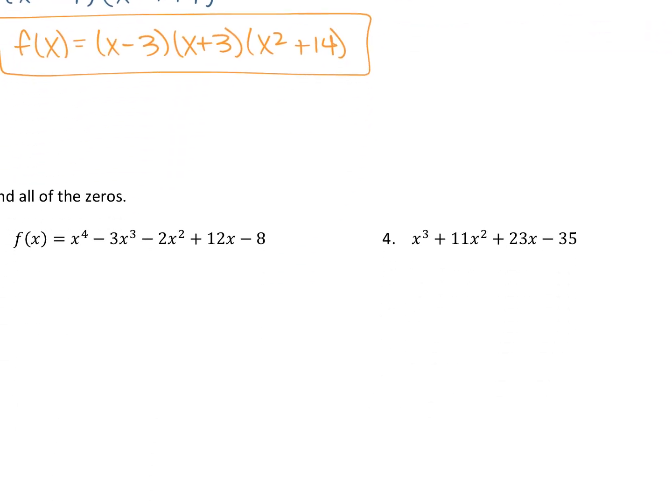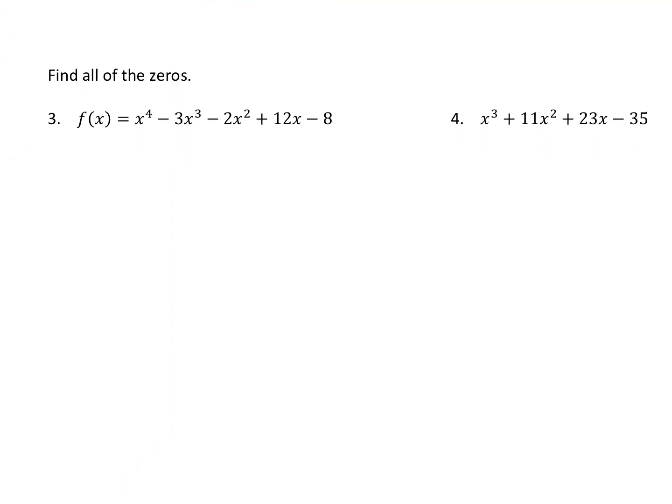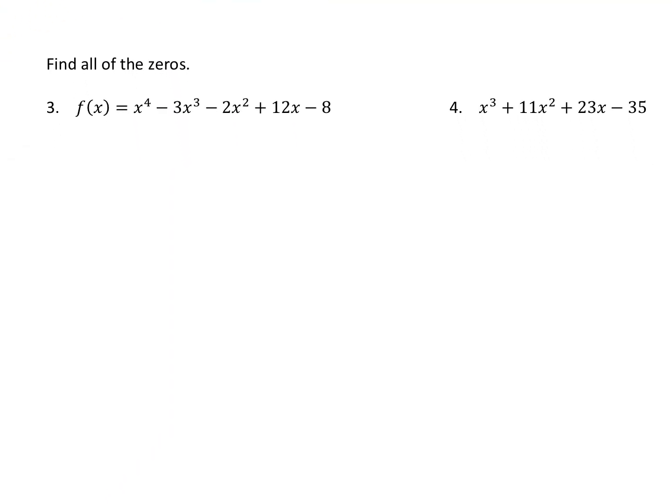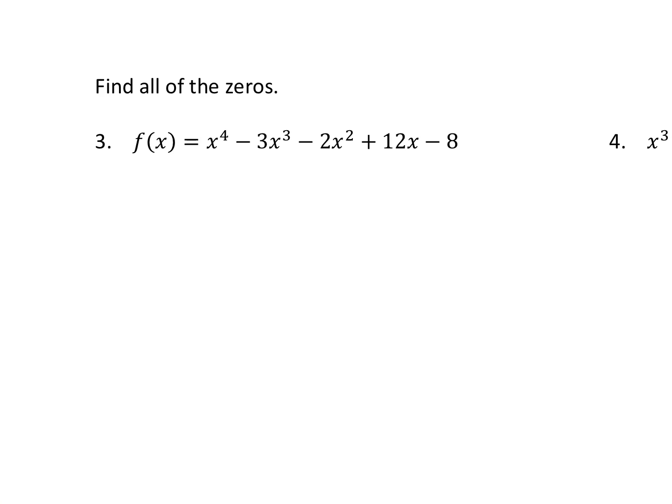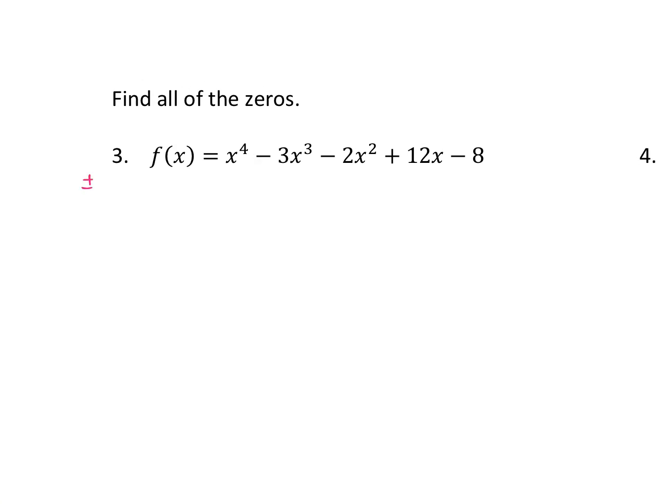If we look at our next set of examples, it tells us to find all of the zeros. For number 3, we have f of x is equal to 3x cubed minus 2x squared plus 12x minus 8. Your factors of that negative 8 are plus or minus 1, plus or minus 2, plus or minus 4, and plus or minus 8.